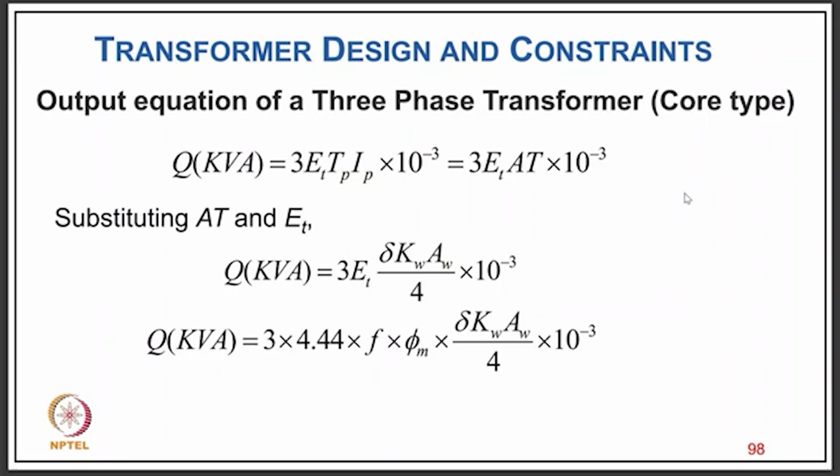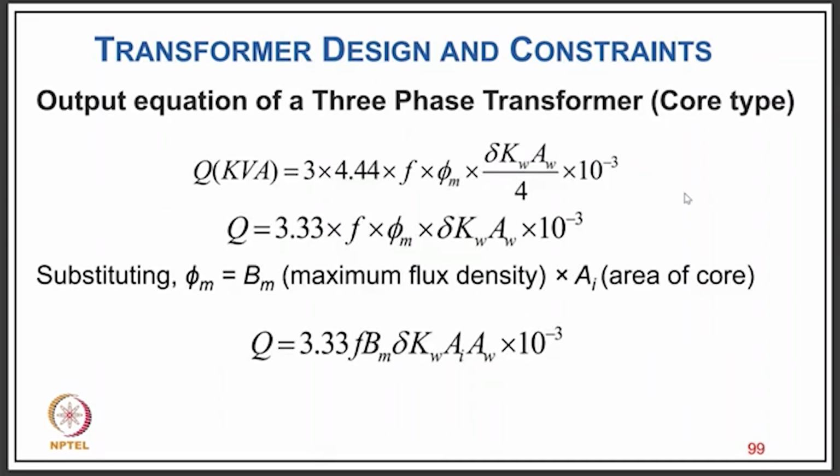So the output equation here becomes Q equal to 3 Et Tp Ip into 10 power minus 3, so it becomes 3 Et AT into 10 power minus 3. Now substituting for AT and Et, Q equal to 3 Et sigma Kw Aw divided by 4 into 10 power minus 3. So Q equal to 3 into 4.44 into f into phi m sigma Kw Aw by 4 into 10 power minus 3. Finally, Q becomes 3.33 f phi m sigma Kw Aw into 10 power minus 3, and putting the value of phi m, which is Bm into Ai, Q becomes 3.33 f Bm sigma Kw Ai Aw into 10 power minus 3.